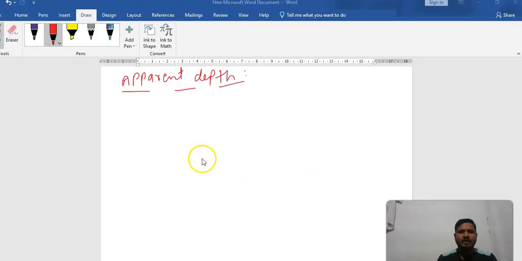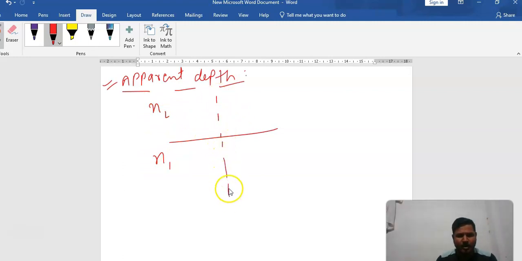In the discussion, we will see one concept. The chapter name is optics, and there is one most important concept, that is the apparent depth. How can you find the apparent depth and how can we solve the related problems? Suppose this is our one medium, the N1 medium, this is the N2 medium, right? And here is one object, and the depth of the object from the surface is, let's say, d. This is the real depth. D is the real depth.